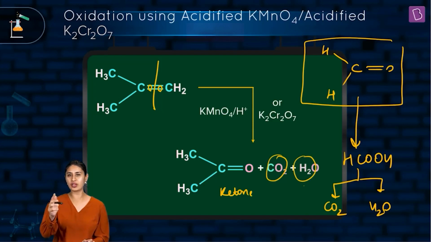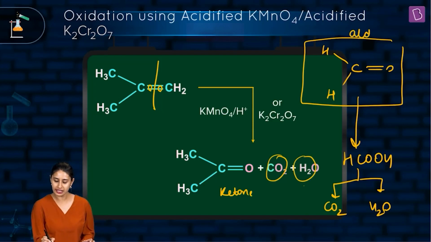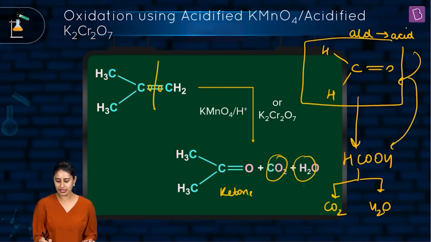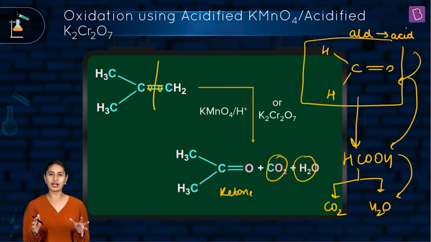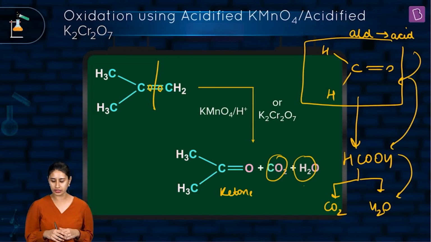So wherever aldehydes are formed, they basically get converted to acids. But if that acid is formic acid, then make sure that the final product you get from the formic acid is carbon dioxide and water.